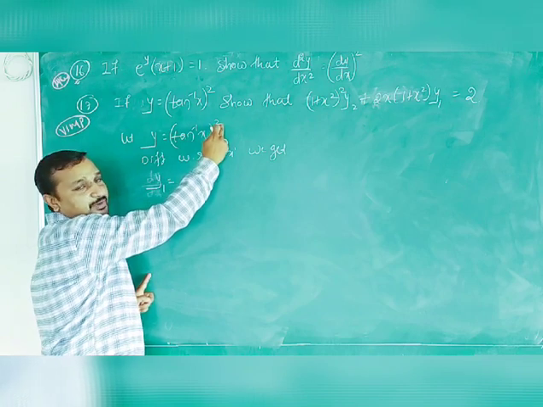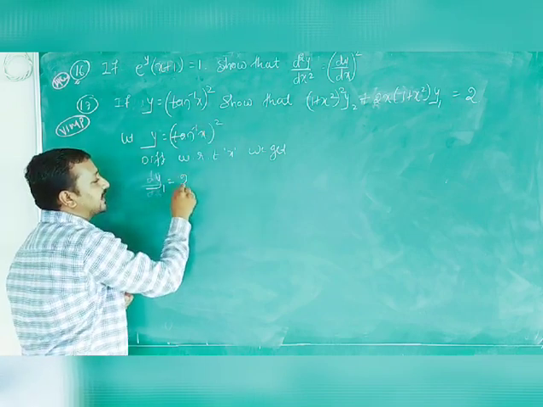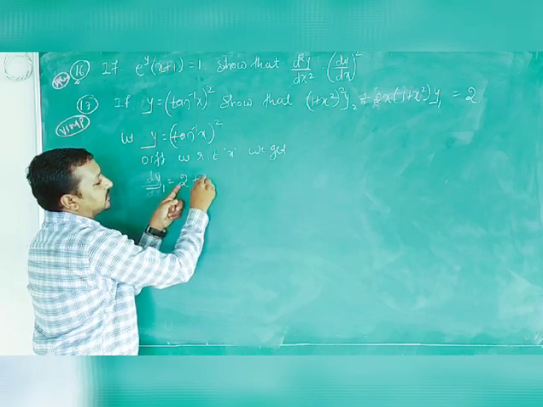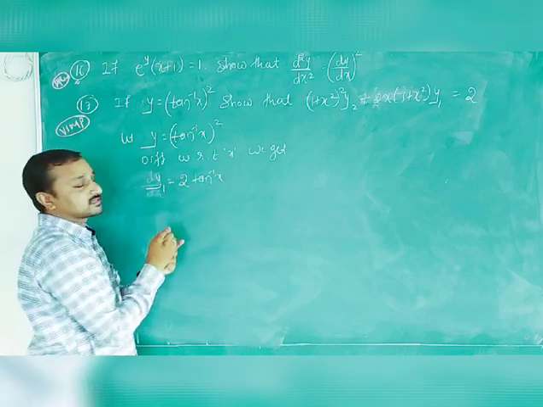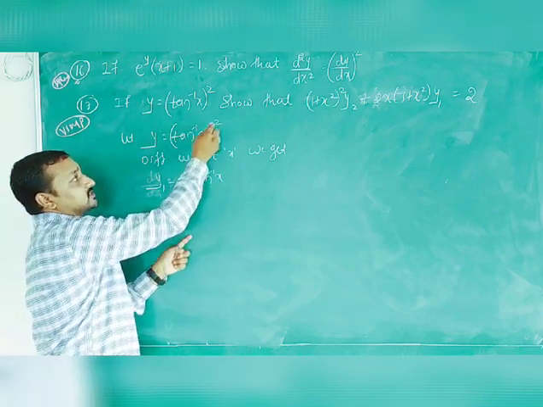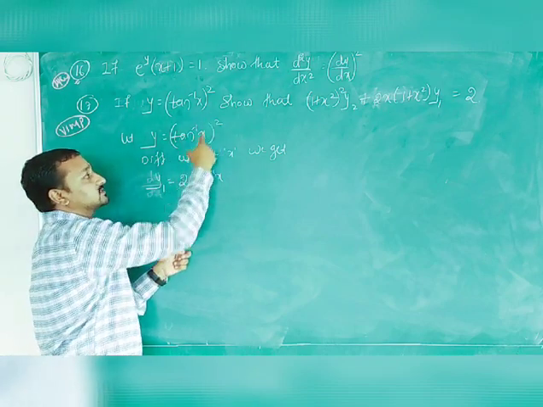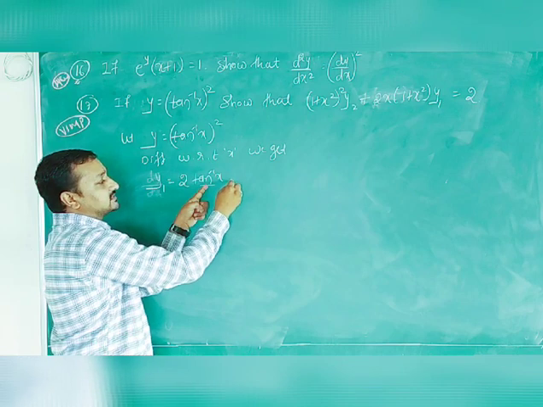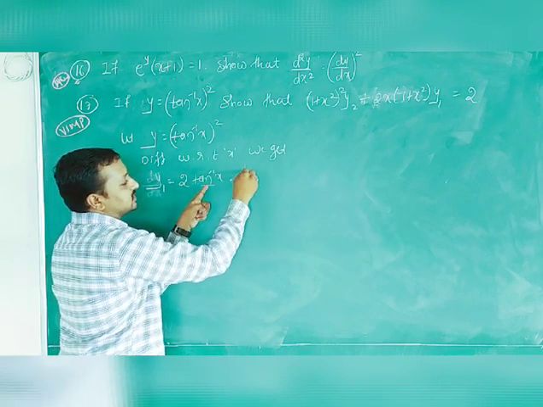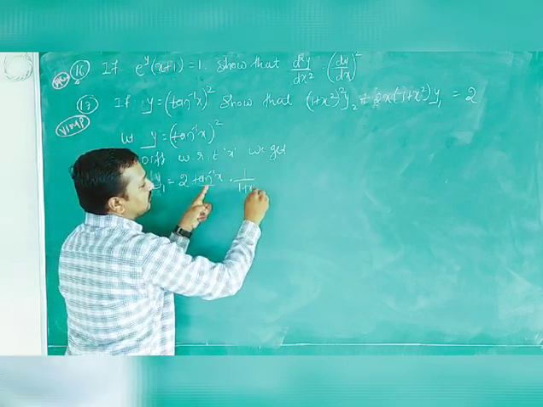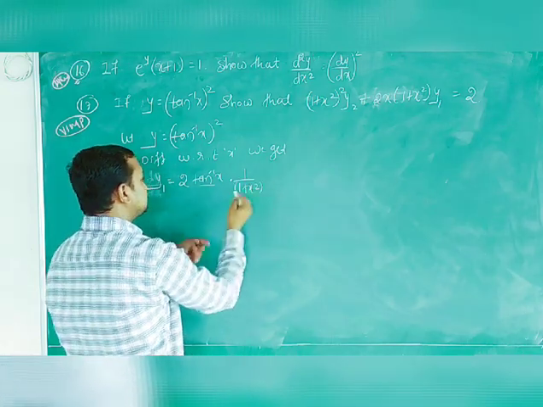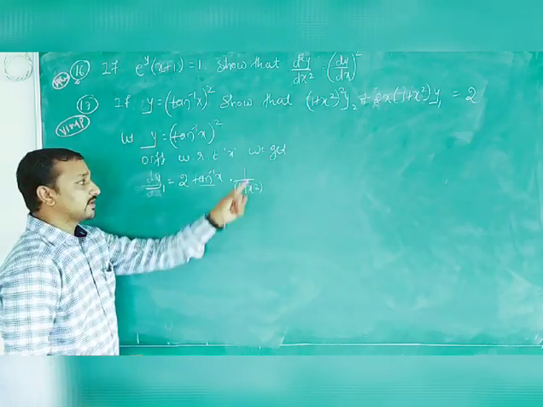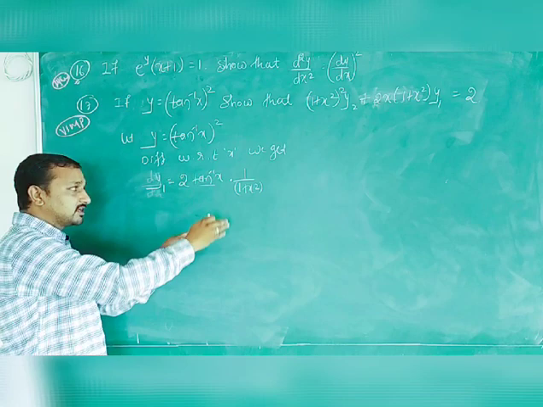Successive differentiation. The derivative of x square is 2 into x. What is your x? 2 into tan inverse of x. Is that clear? The derivative of x square is 2 into x, and instead of x, what is that? Tan inverse x. Again differentiate this function. The derivative of tan inverse of x is 1 divided by 1 plus x square. That's all. So the divided term is there, then we cross multiply the term.